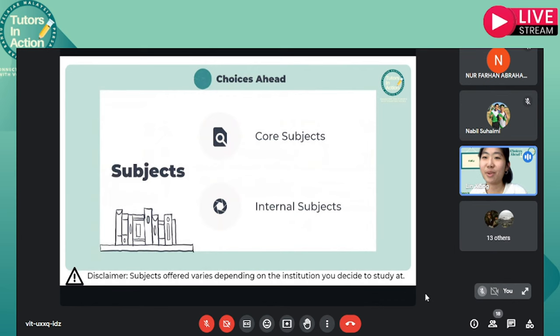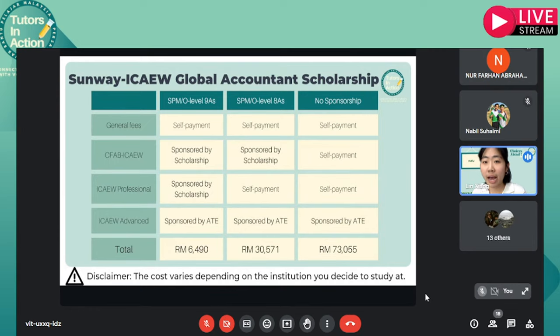Right, okay, so I would like to add on a bit. You might want to ask, if I only have 5 or 6 A's, is it still possible for me to secure a full scholarship? Yes, it is possible, and it is for ICAW only. If you are interested to know more about that part, just ask me in Q&A.